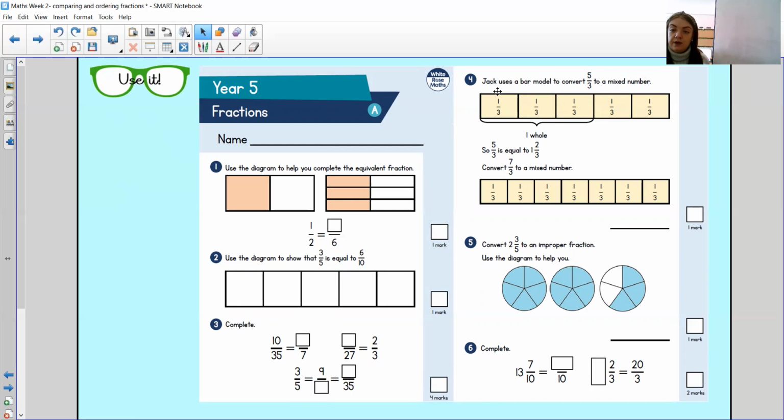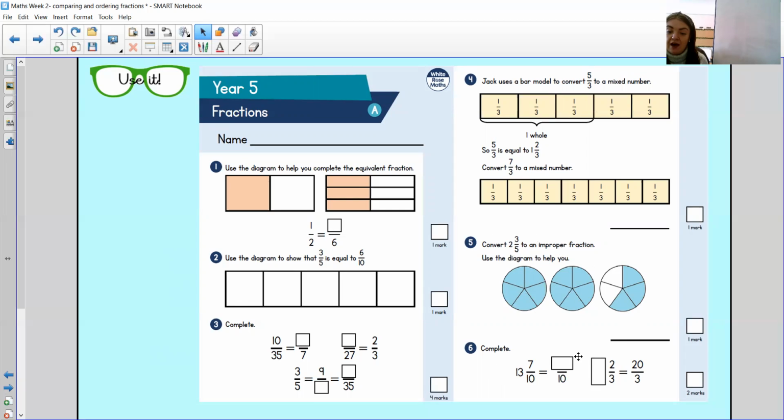Okay, this one here, Jack uses a bar model to convert 5/3 into a mixed number. So 5/3 is equal to 1 2/3. He then wants you to do the same with 7/3. What would that be as a mixed number? Question number 5, it's asking you to then convert a mixed number into an improper fraction. So write that improper fraction there for me.